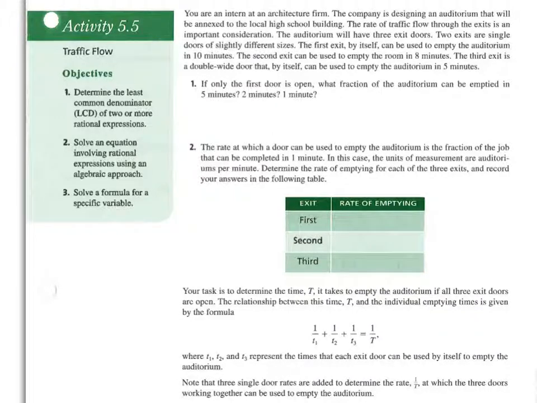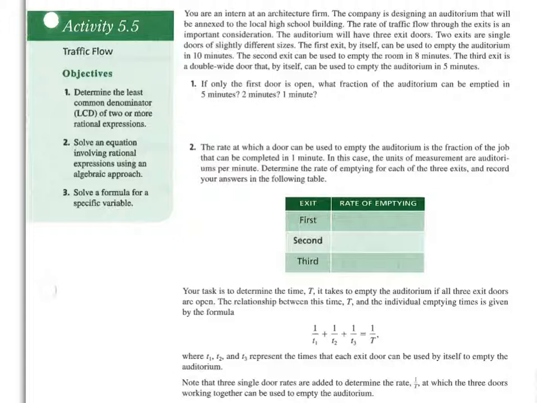Hello everyone. So activity 5.5 is just an extension of 5.4. We're again looking at solving rational equations. In this one we will be able to solve them algebraically and also graphically. And also if we have an equation that has multiple variables in it, we'll know how to solve for a specific variable. So we start off talking about an auditorium that has different exit doors.